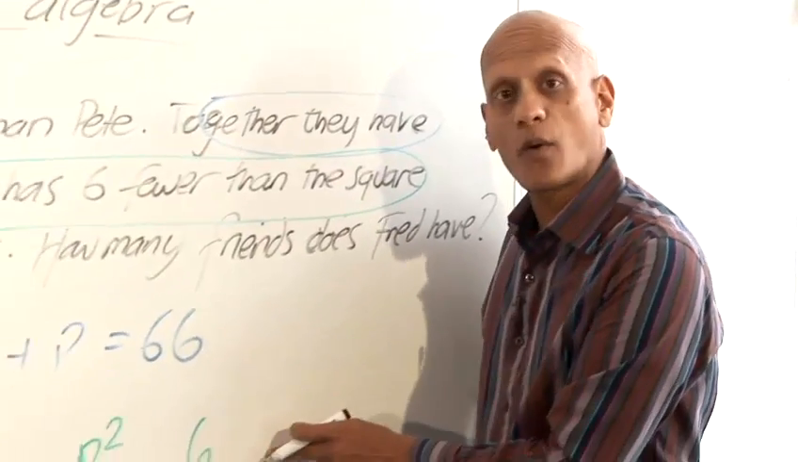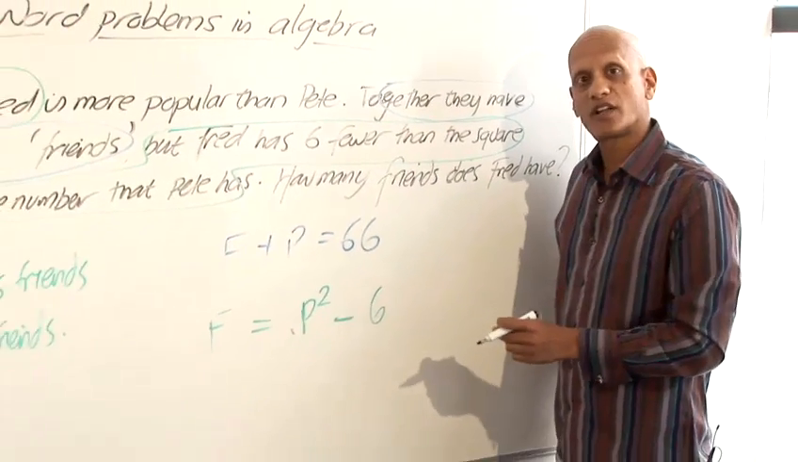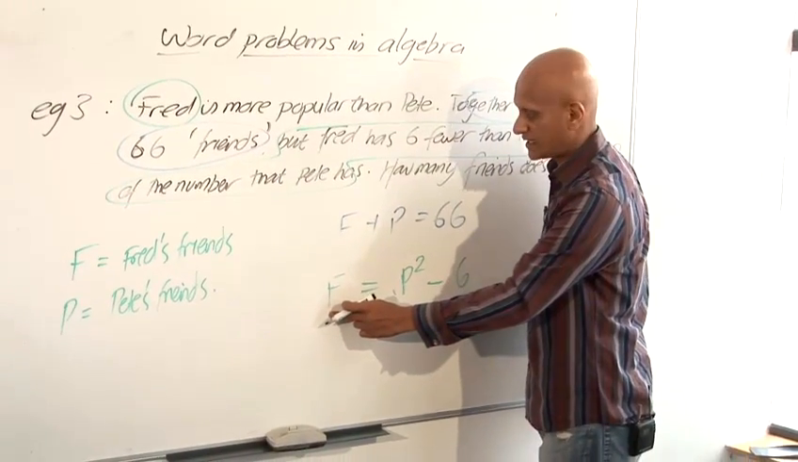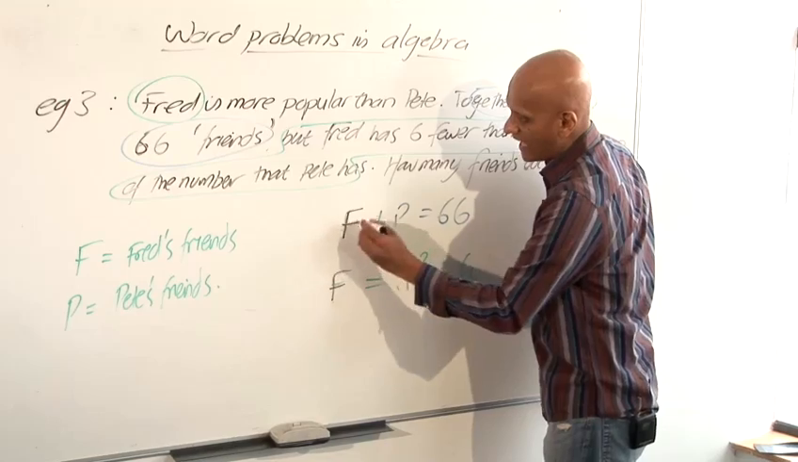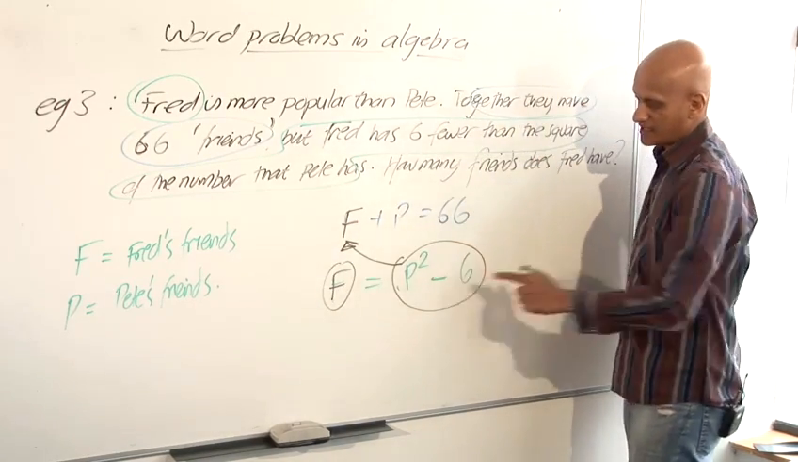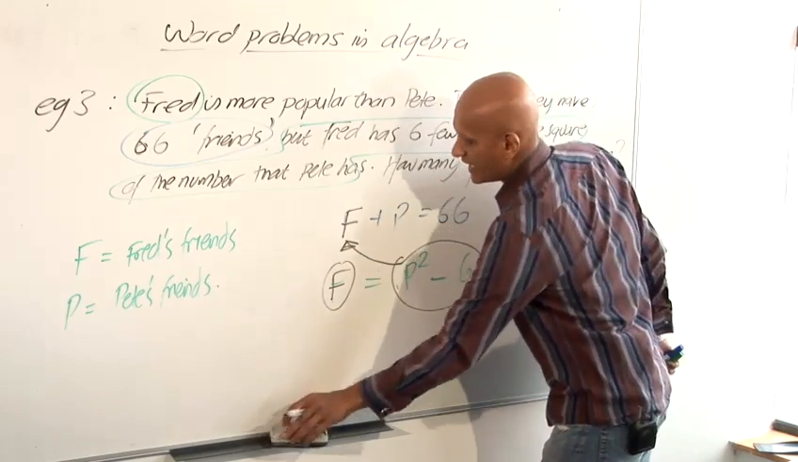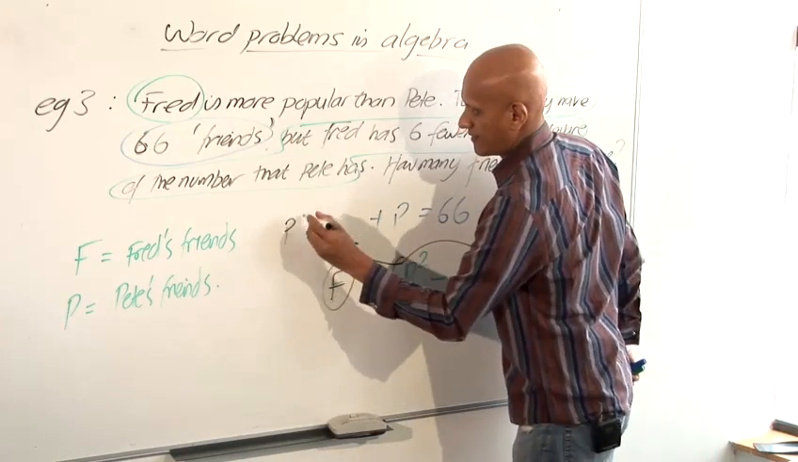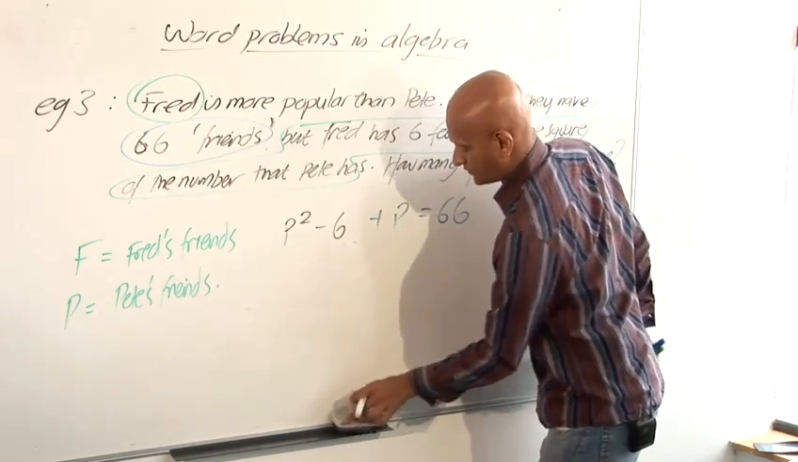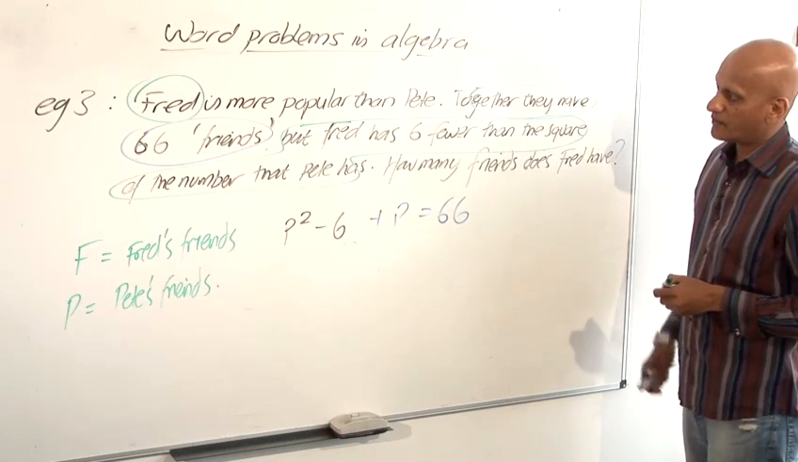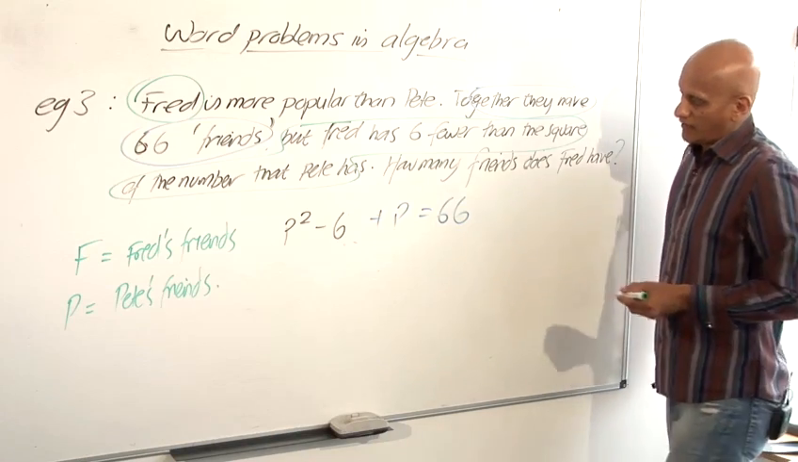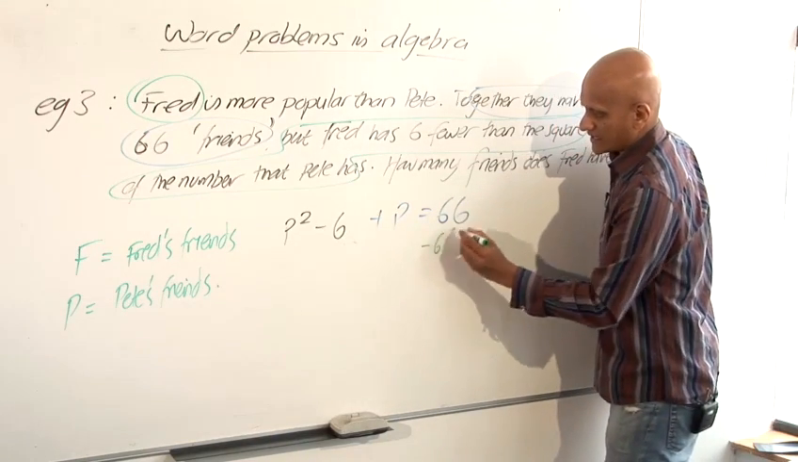Okay, so we have 2 equations, simultaneous equations, which means we've got to substitute one of the equations into the other. This equation has already got f as the subject, so what I'm going to do is replace this f with this equation here. So I'm going to put that equation into that. So the p squared minus 6 is going to replace that f there. And then rub that out. And so there's my equation, now with only one variable in it. I'm going to solve this equation. First of all, take everything over to one side, so minus 66.